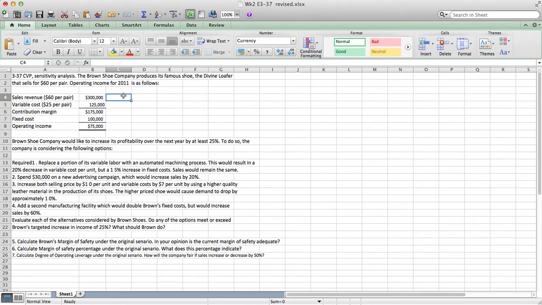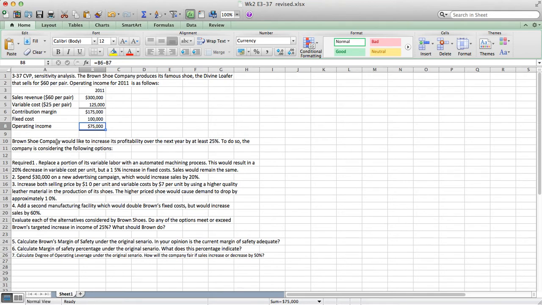So basically here we're given a set of information which says that we are a shoe company and that we have a division that actually sells loafers for $60 a pair. And here's what they tell us for 2011. We have actual sales volume. We see we have some variable costs. We subtract the two to get contribution margin. We have some fixed costs, and we subtract that to get the operating margin.